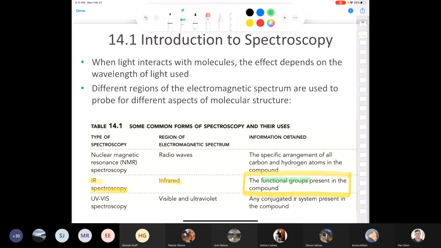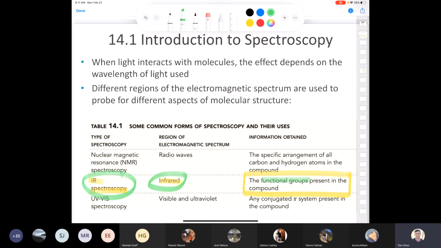So again, let me summarize it for you very succinctly. What's the point of the first half of chapter 14? It's that we use infrared light to be able to determine what functional groups are in a compound. So using infrared spectroscopy, you can differentiate between, let's say, a carboxylic acid and an alcohol. You can differentiate between an alkene and an alkyne. You can differentiate between a ketone and an aldehyde, right? So that's the whole point, okay, being able to elucidate the structure of a molecule.